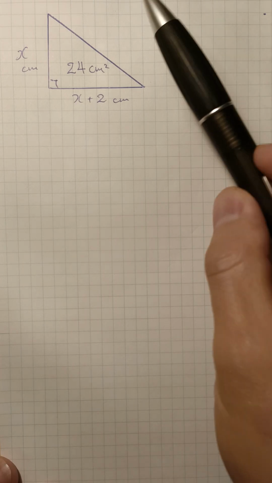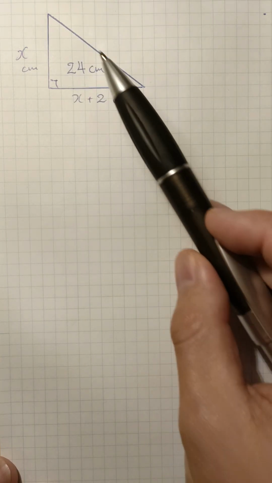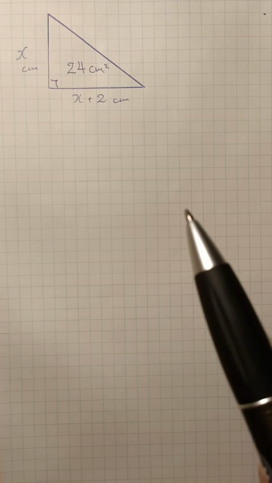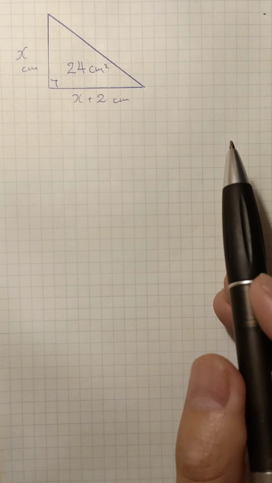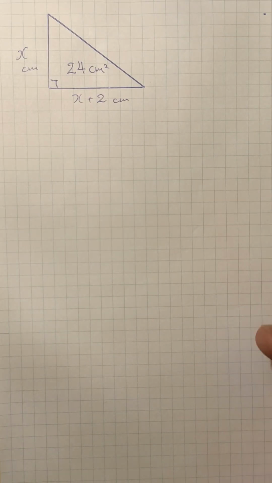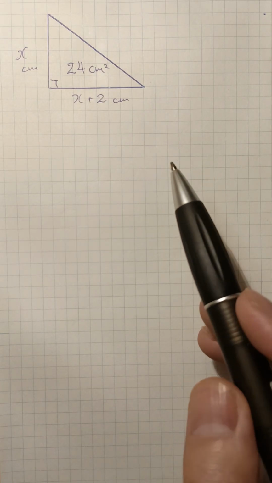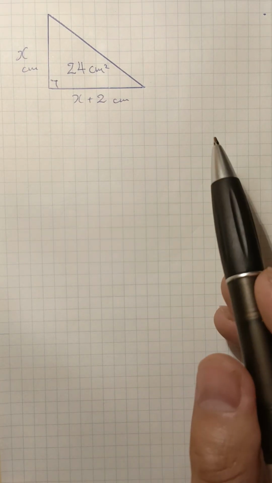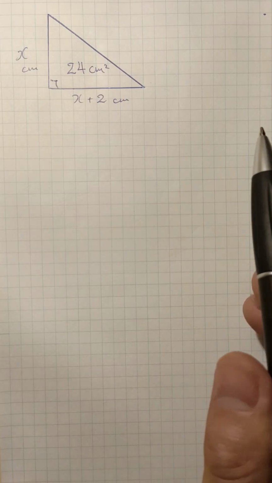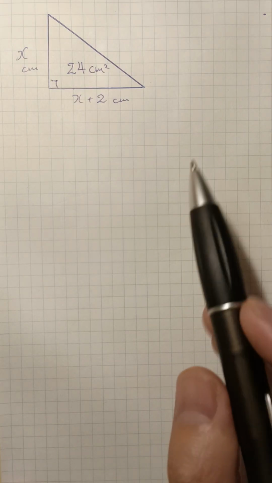Right, I will show you how to find the perimeter of this triangle. This video is mainly for the New Zealand Year 11 students. If you are working towards the external exam, this knowledge is going to be really useful for you.